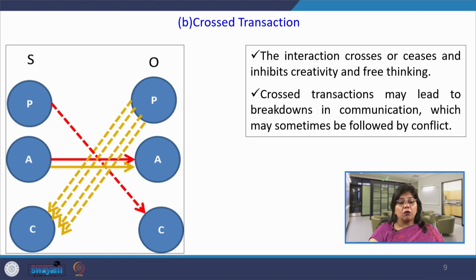The other is cross transaction. This transaction crosses or seizes and inhibits creativity and free thinking. This may lead to breakdowns in communication and may sometimes be followed by conflict. Sometimes one person is working with adult ego state, but another co-worker is engaging in communication with his child ego state. So, definitely there is a clash. So, the conversation will become crossed.